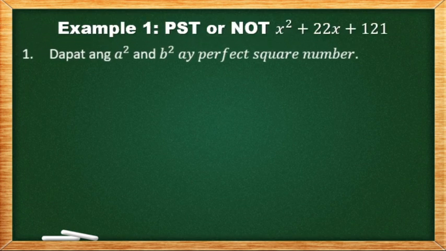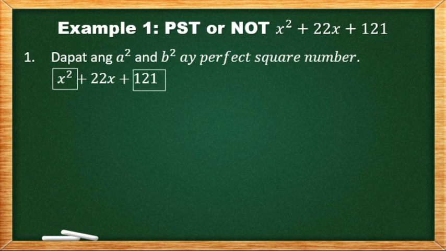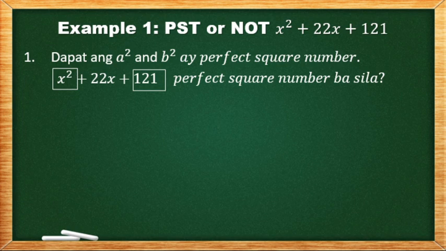Example number 1. PST or not? X squared plus 22x plus 121. Dapat ang a squared and b squared ay perfect square number. Tignan natin. This is our a squared and this is our b squared. Perfect square number ba sila? Ano yung square root ng x squared? We can cancel. So, x. Nakuha natin ang square root, therefore, perfect square siya.